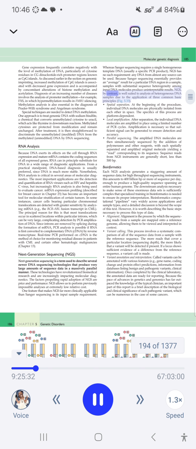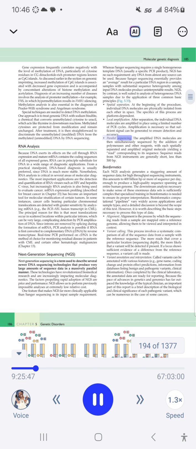NGS, by contrast, is well suited to analysis of heterogeneous DNA samples due to the application of three common basic principles, Figure 5.33. Spatial separation: at the beginning of the procedure, individual DNA molecules are physically isolated from each other in space. The specifics of this process are platform dependent. Local amplification: after separation, the individual DNA molecules are amplified in place using a limited number of PCR cycles. Amplification is necessary so that sufficient signal can be generated to ensure detection and accuracy.